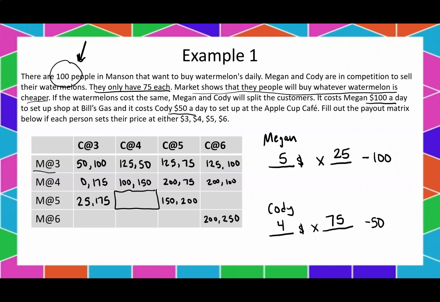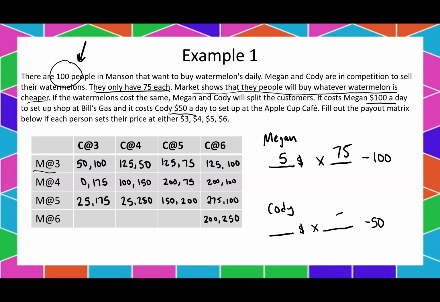$4. Cody is still cheaper, so he gets 75. Megan gets 25 customers, and that's going to be 250, or 250 if you're cool like me. All right, last one here on this row, we're going to have Cody at 6 and Megan at 5. But now Megan's cheaper, so she's going to get the 75 customers. Cody gets the 25. Doing that math, I get 275, 100.